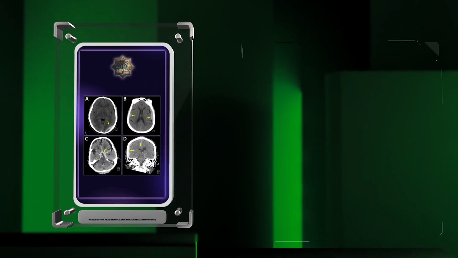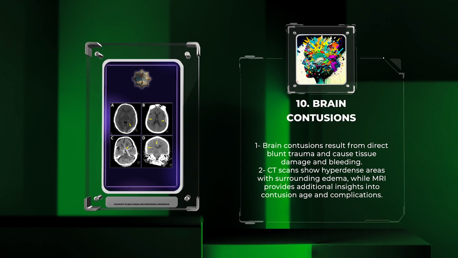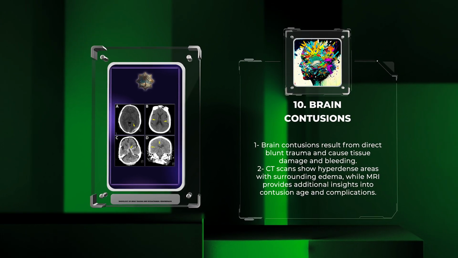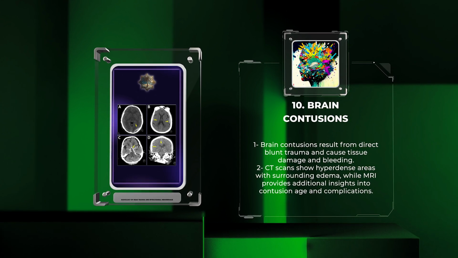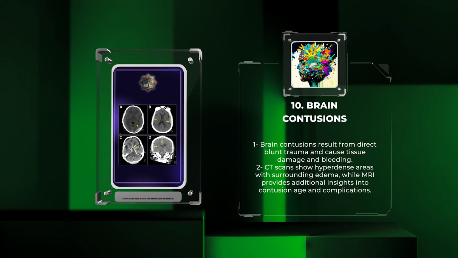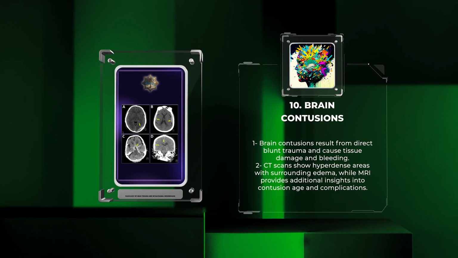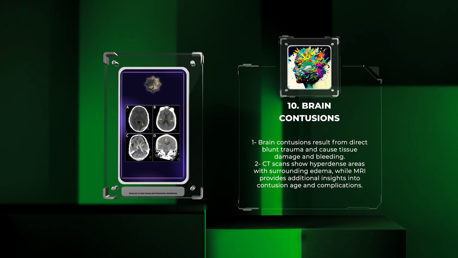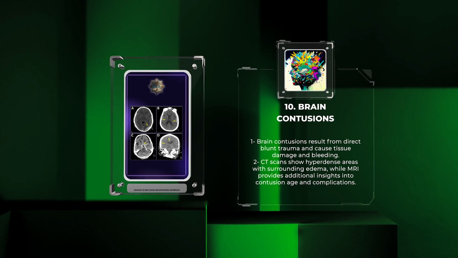Now, let's delve into our 10th topic. Brain contusions are focal areas of brain injury often seen with direct blunt trauma. They result from the brain colliding with the bony inner skull surfaces, causing tissue damage and bleeding. On CT scans, brain contusions appear as hyperdense areas with surrounding edema. The distribution and extent of contusions provide valuable information regarding the impact of the injury and potential involvement of critical structures. MRI can offer additional insights into the contusion's age and associated complications, helping guide patient management.